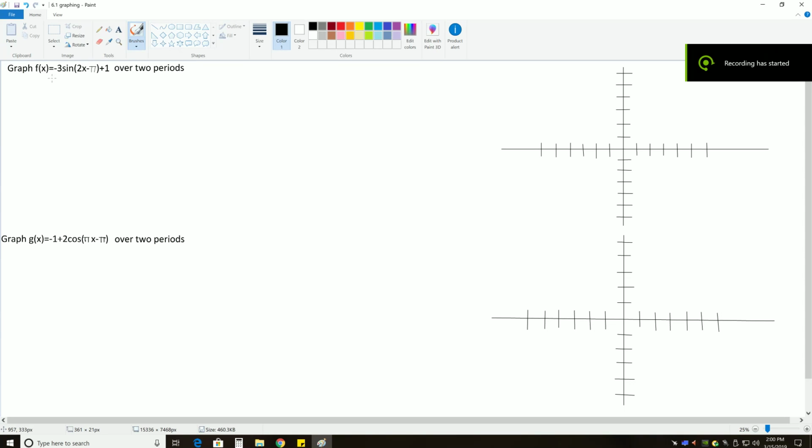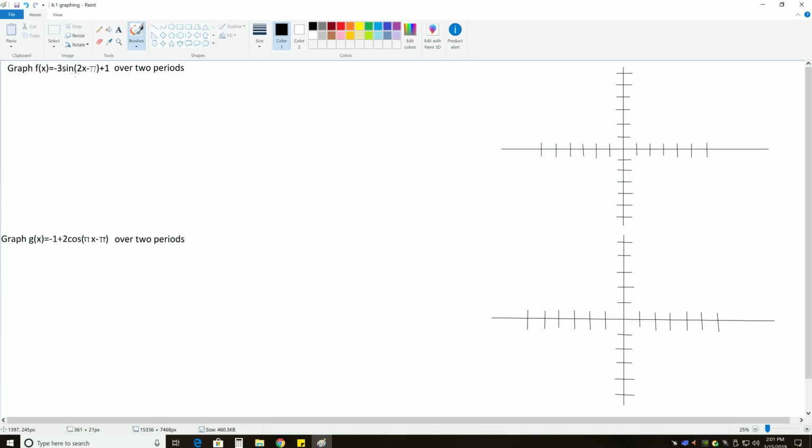So in this problem, we want to go about graphing the function f of x equals negative 3 sine of 2x minus pi plus 1 over 2 periods. Whenever it says over more than one period, that just means we're going to do our standard graphing method, and then we're just going to transpose one more period onto it.